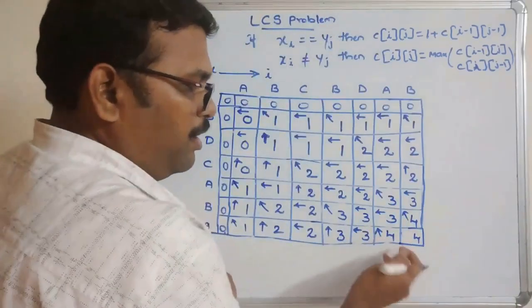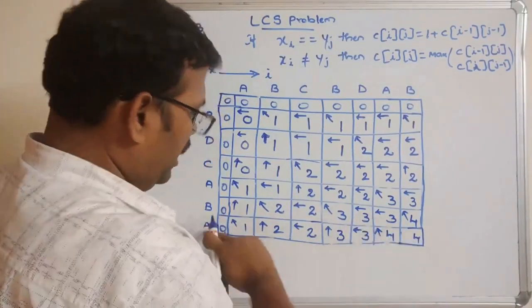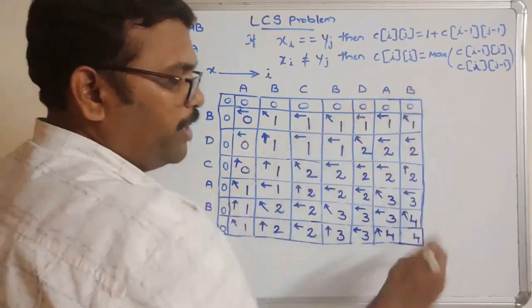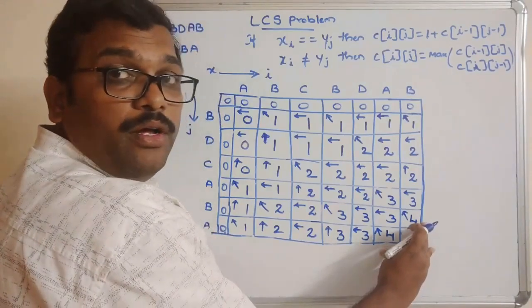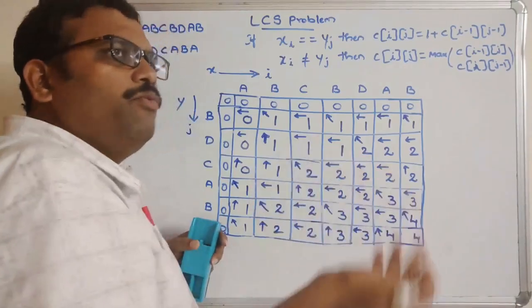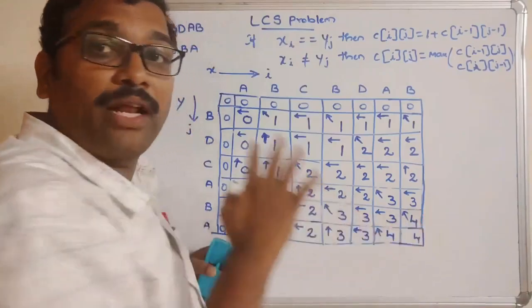See, here we need to select the last one. A and B both are not equal. So we need to select either this cell or this cell, because here we are having both 4, right? So we need to select the maximum, and here we are having the same number. So we can select the 4, and either from the left cell or the up cell you can select anything.